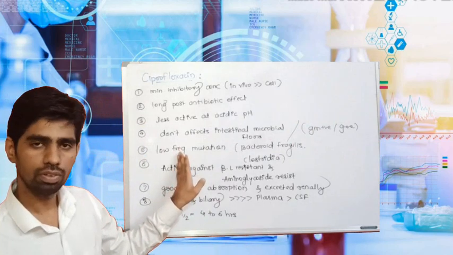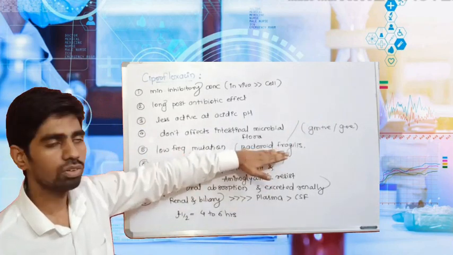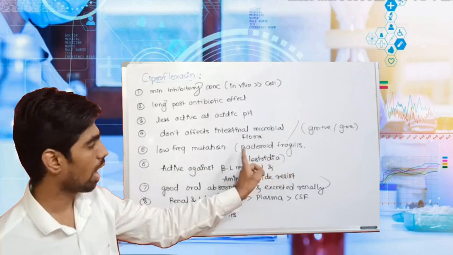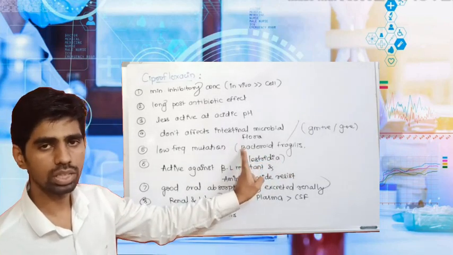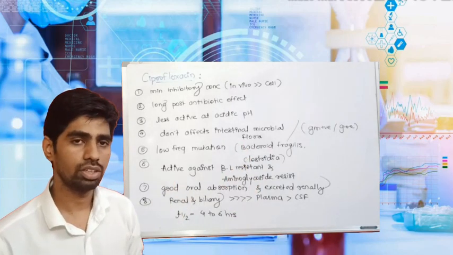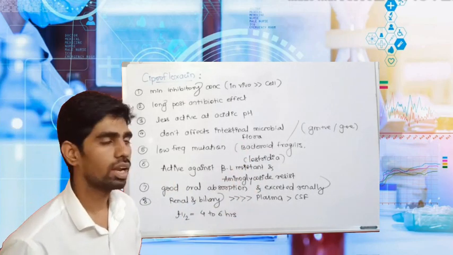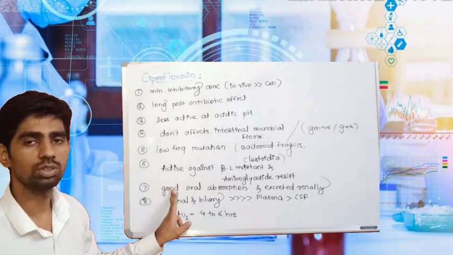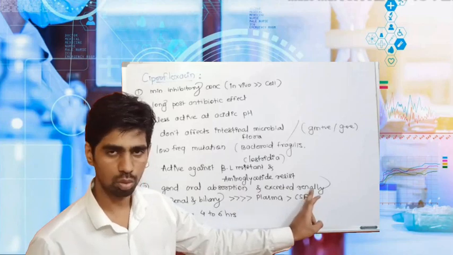Low frequency of resistance. Resistance is found in case of Bacteroides fragilis and Clostridium species. You have to remember these two names. Then active against those bacteria which show resistance to beta-lactam antibiotics and aminoglycoside antibiotics. Good oral absorption and excreted by renal route.